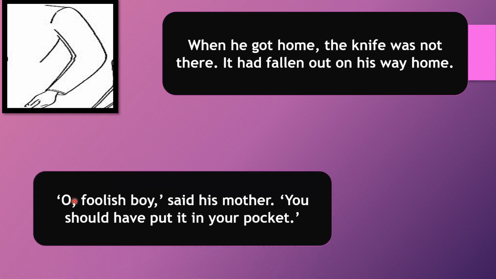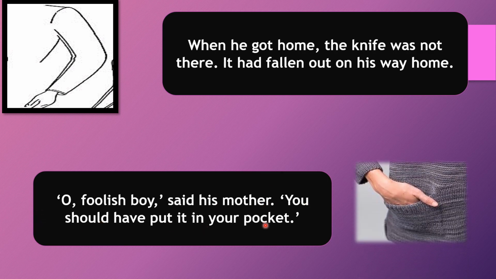"Oh, foolish boy," said his mother. "You should have put it in your pocket like this."